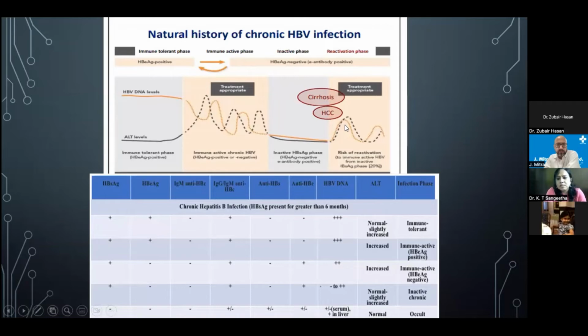The last is the occult infection. In occult infection, HBsAg is negative, and all you can detect is the DNA in the serum. Even the enzyme levels remain normal. So this is a typical example of an occult infection. These are the different phases in chronic infection, and how you diagnose them using the various serological markers.